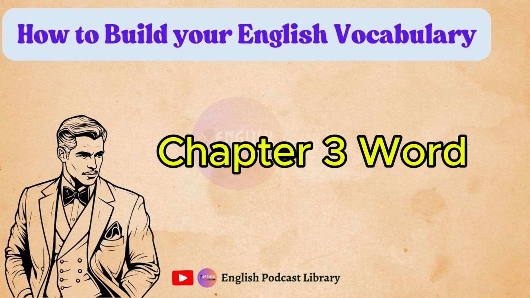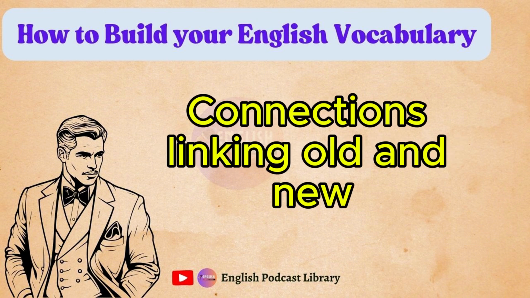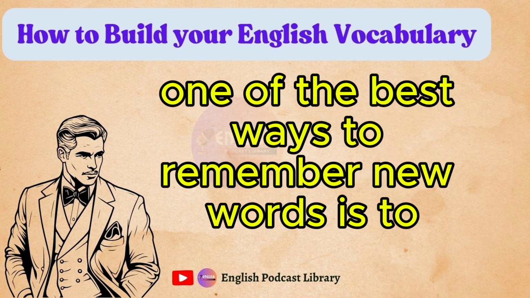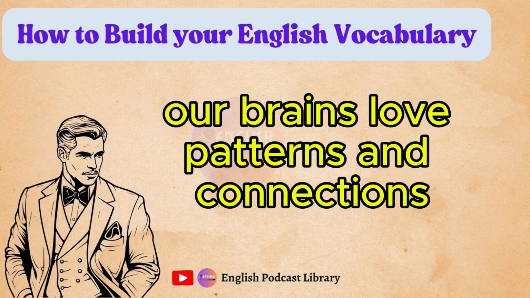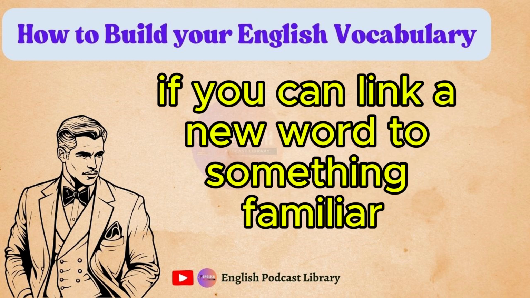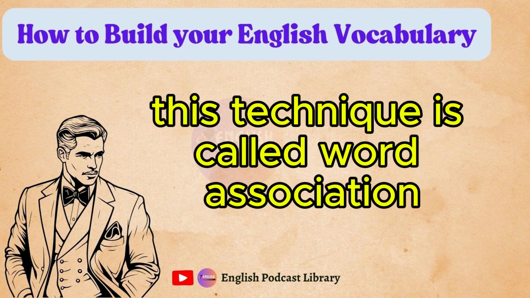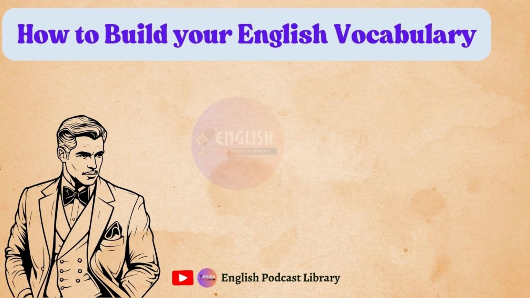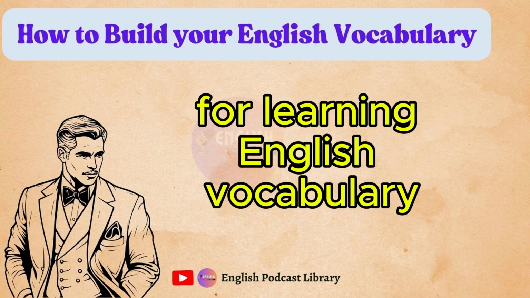Chapter 3. Word Connections, linking old and new. One of the best ways to remember new words is to connect them to words you already know. Our brains love patterns and connections. If you can link a new word to something familiar, it becomes easier to understand and remember. This technique is called word association, and it's a powerful tool for learning English vocabulary.